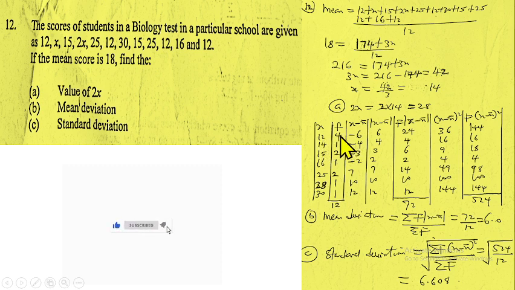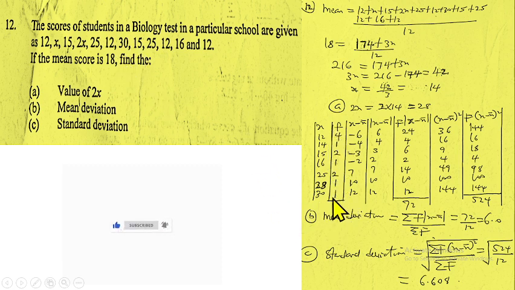Then how many 12 do you have? 12 appears 4 times. 14, which is our x here, appears 1 time. 15 appears 2 times. Then 16, which is this one, 1 time. 25 appears 2 times. 28, which is our 2x, is 1 time. Then 30, which is the last number, that is 1 time.